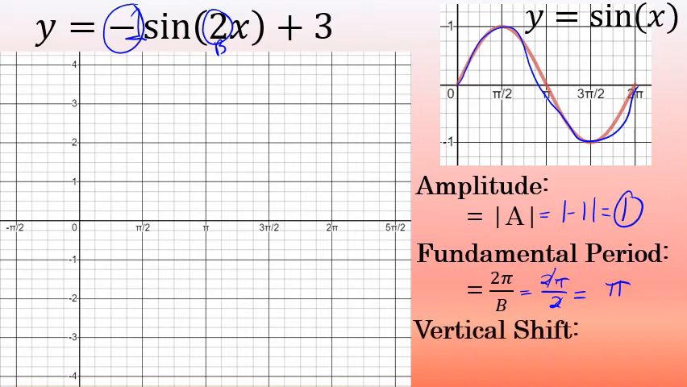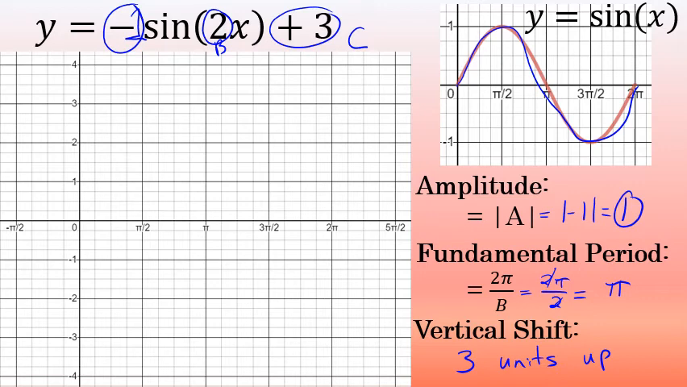And finally, the vertical shift. The vertical shift comes from the value of c, the number added or subtracted at the end. In this case, it's +3. So that means that there will be a vertical shift of 3 units. Because it's +3, it will be shifted 3 units up.